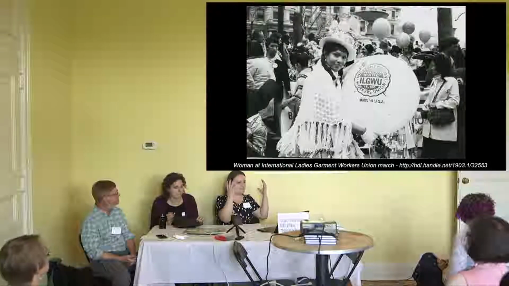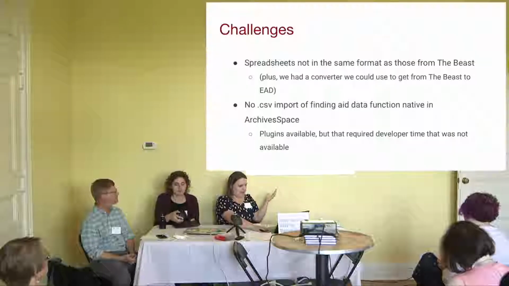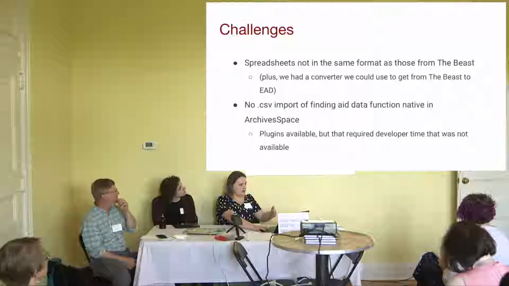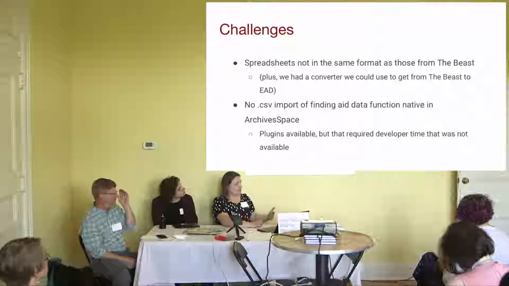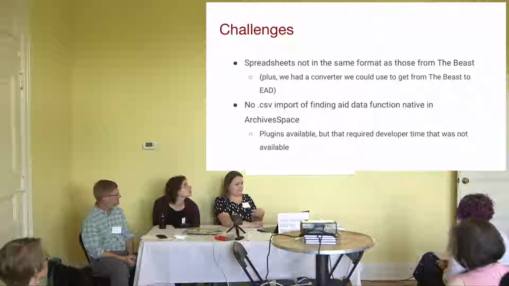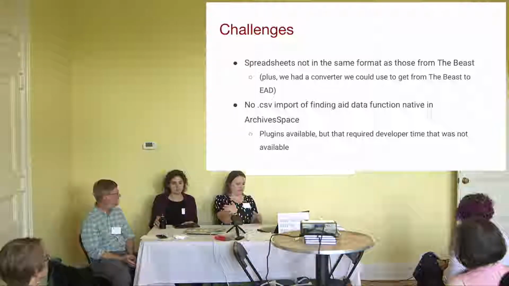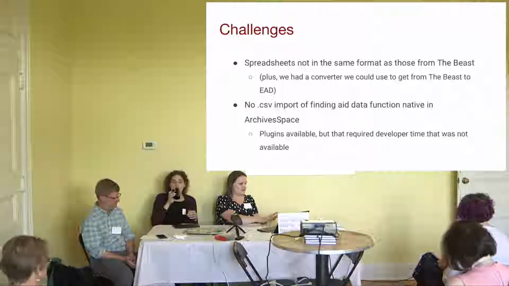But we had tons and tons of data in spreadsheets in CSV form, and our resource metadata or finding aid level metadata in the Beast was in an Access database, so theoretically we could get that out in CSV, but we already had a black box Java converter. That's a whole other story, but no one knew what it was. It was a million years old. No one wanted to touch it. So we couldn't really reuse that technology for this AFL-CIO collection.